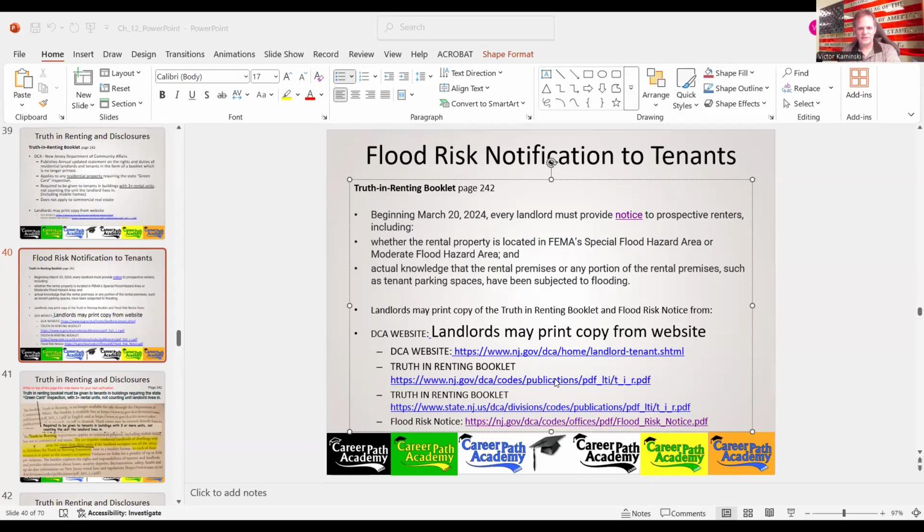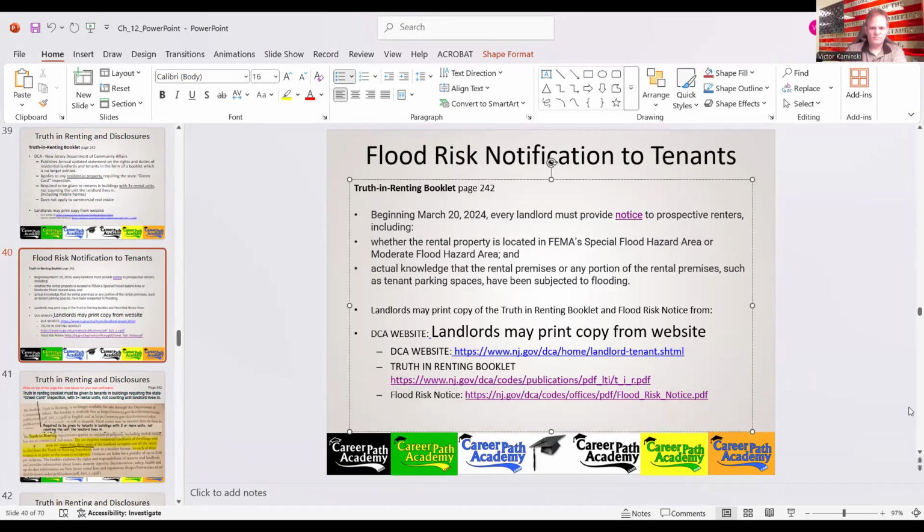So that's working. Let's see this Truth in Renting booklet. Is that the right link right there? If not, I want to make sure I got it. Yes, this is. Okay, that's the right link. The Truth in Renting booklet. Why do I have it twice over here? That's the right link. And I don't know what's up with that. Okay. So DCA website. That's the correct link as well. Okay, so we got the correct links for all this and the flood risk notice itself.